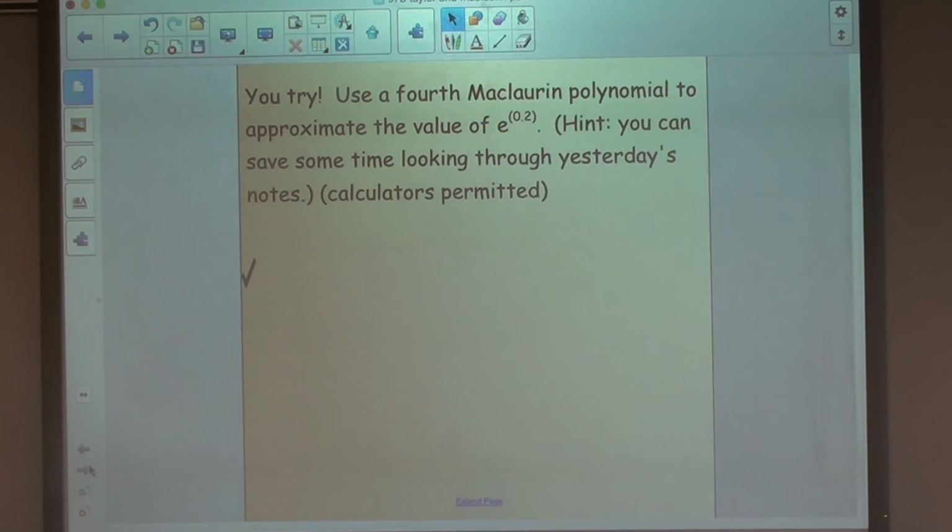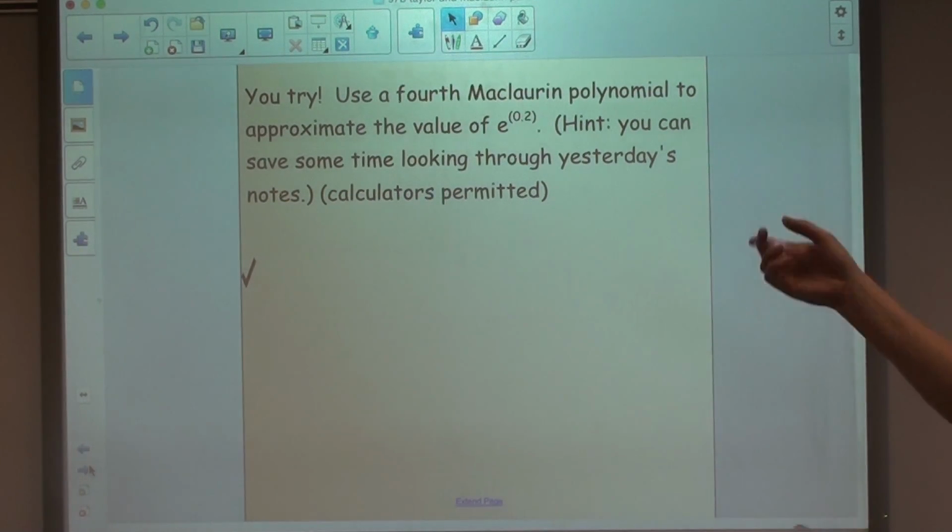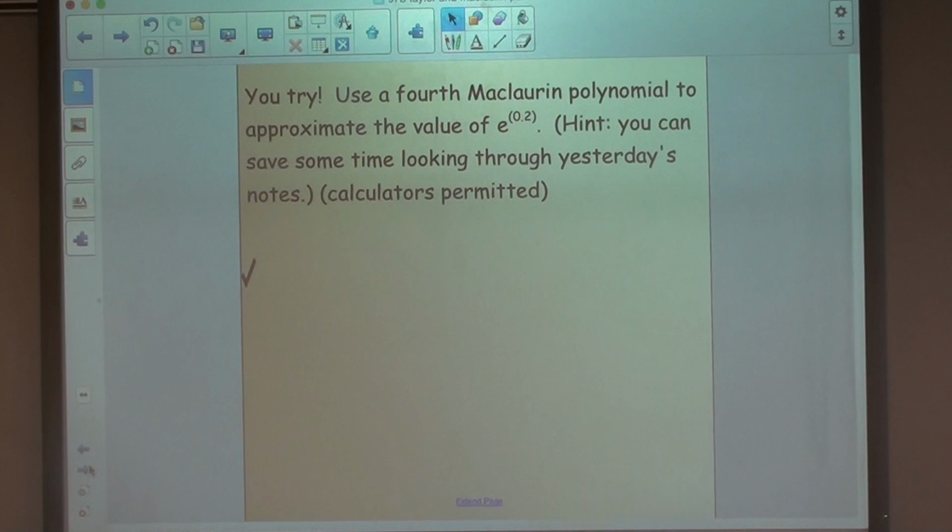Okay, we're centered at 0. Do you need a calculator? Oh, to plug in the 0.2. Yes, I'm sorry, I thought we were just finding the polynomial. You don't need a calculator for finding the polynomial, but yes, you will absolutely need a calculator today to plug in all these decimals, because it's all going to be decimals today.